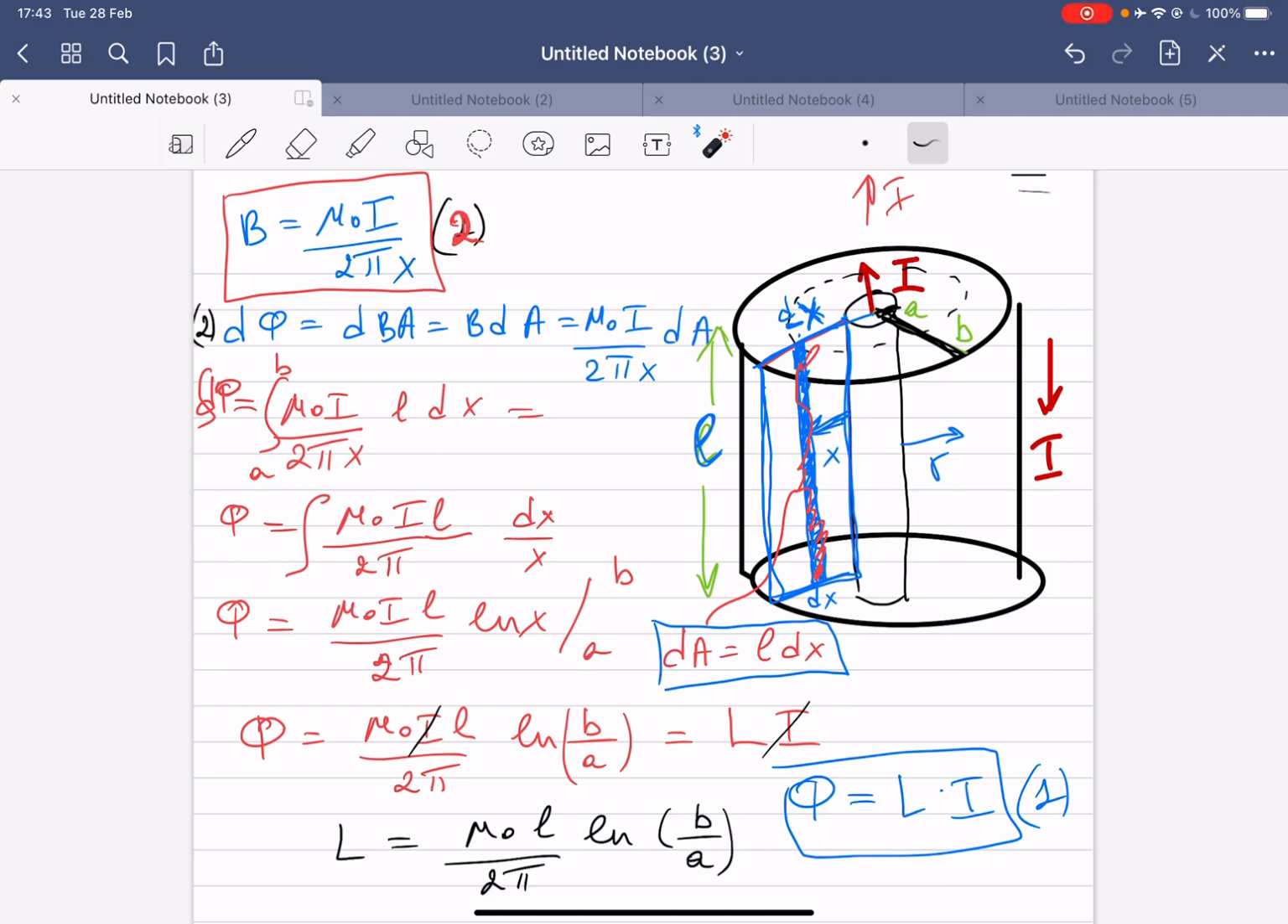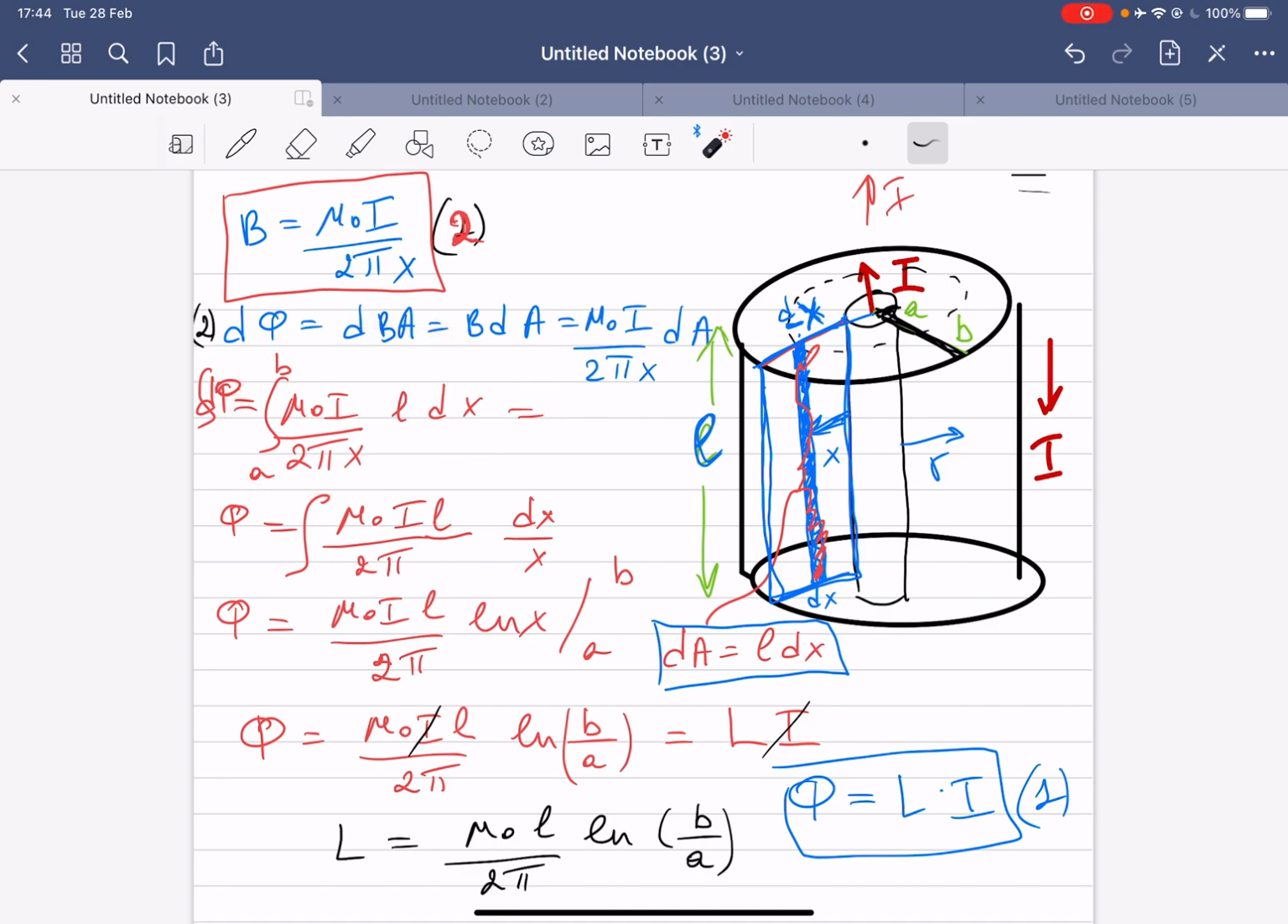Then we know the magnetic field will be constant, so we bring it out from the d, and we end up with B times dA. Okay, and your B is equal to the second equation, which is mu naught I divided by 2 pi x. x is any distance, so we bring it here, and we end up with mu naught I divided by 2 pi x times dA. Okay, then we have to integrate both sides, dΦ and also the right side of the equation. So the integral of dΦ will give you flux, and the integral of this whole thing will continue.